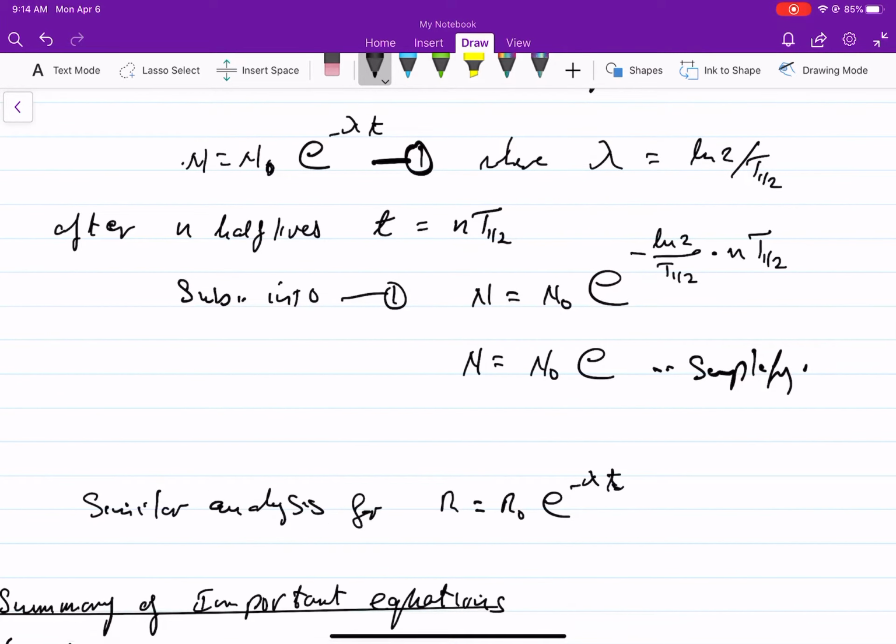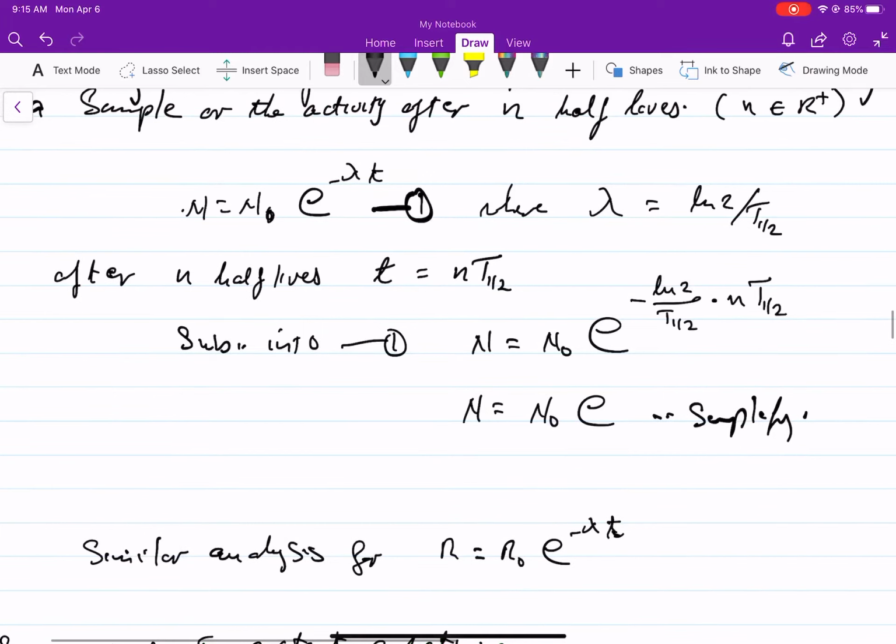So let's see. I'm going to keep these equations as I have them here. N is equal to n0 e to the minus lambda t, where lambda is equal to ln 2 upon t half, right? Remember, t half was ln 2 upon lambda, so I just changed this up to get that formula.